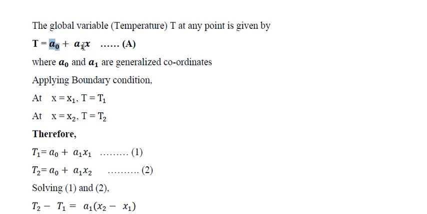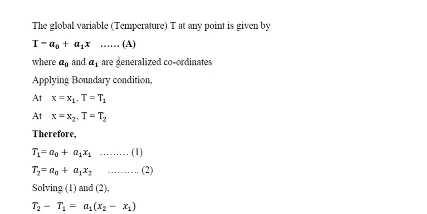A0 and A1 are the generalized coordinates. We have to find A0 and A1 and substitute back in this equation. That will give the expression for shape functions at the end. We will see. As I told, A0 and A1 are generalized coordinates.